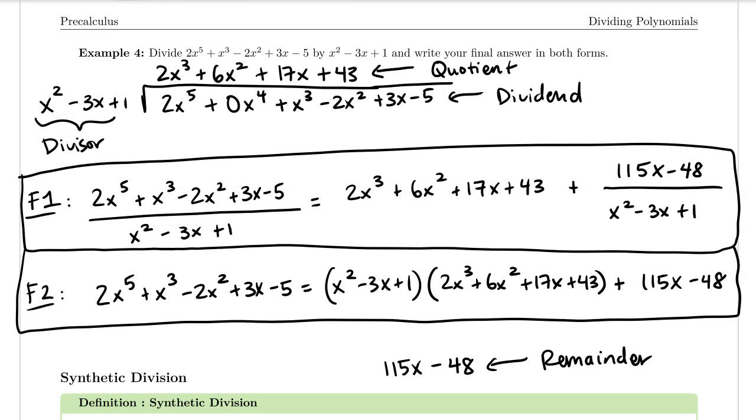Next up, we are going to talk about synthetic division, which is, in my opinion, a lot easier than having to rely on polynomial long division.